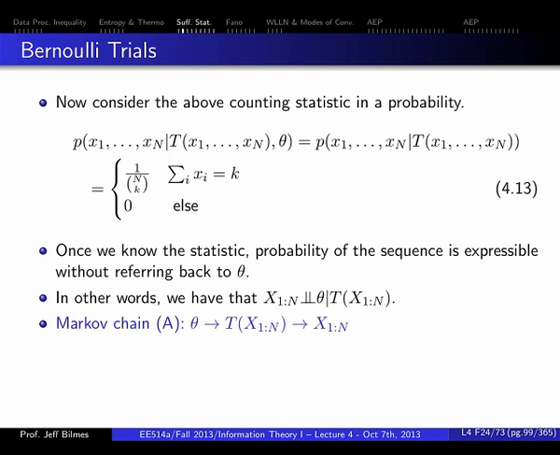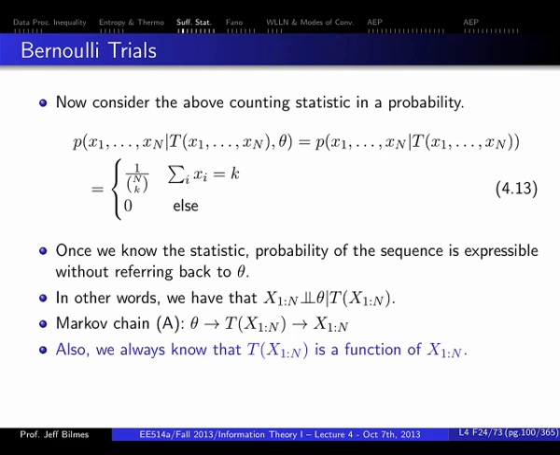So what this then means, once we have this conditional independence relationship, is we have a Markov chain. Let's just call this Markov chain A. That we have the parameter, the statistic on the sample, and the sample. So the statistic renders the parameter independent of the sample.